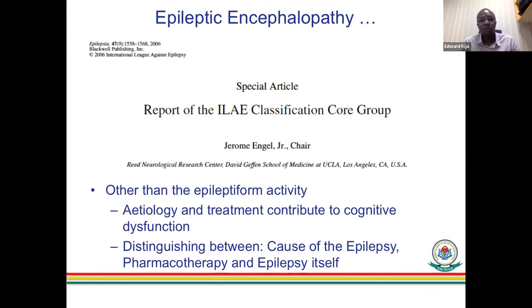During this time, it was also deemed important to distinguish the contribution to the cognitive decline into three aspects: one, the cause of epilepsy itself, the pharmacotherapy, as well as the epilepsy itself. Now, this was a mammoth task, trying to differentiate the contribution of each of these three parameters to the deficits of cognitive decline. So in most epileptic encephalopathies, the distinction of how much each of these three factors contributes to the cognitive decline remained mostly theoretical.